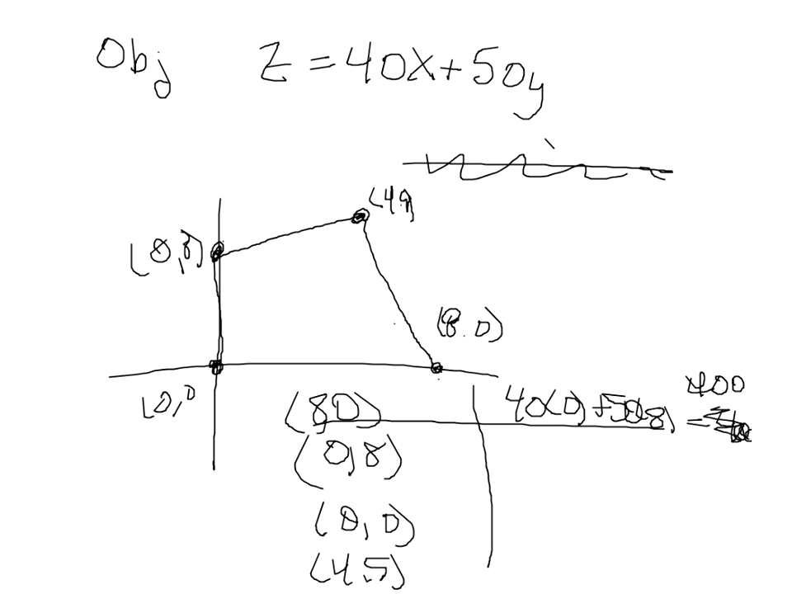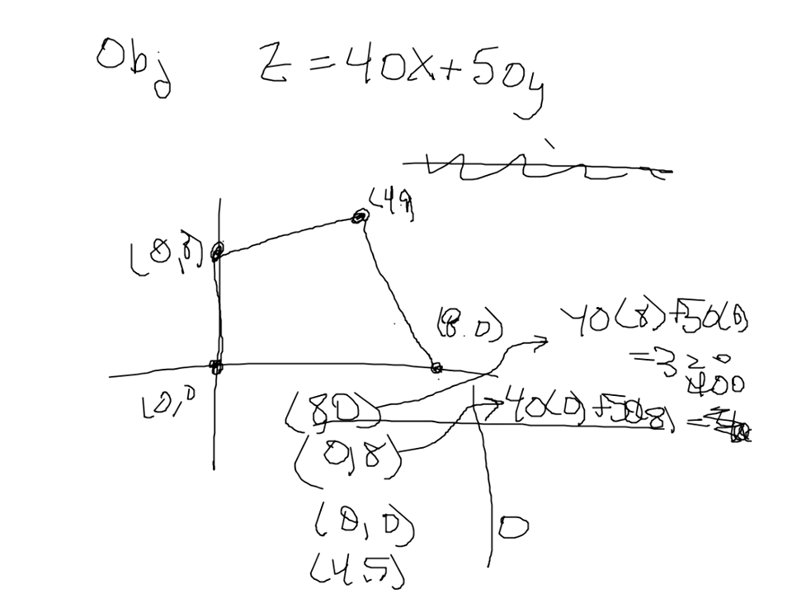We plug in. Oh, let's see. That's where that one goes. So 8, 0, that's going to be 40 times 8 plus 50 times 0, and that is going to equal 320. 0, 0 is 0, and then we need to do 4, 5. So 40 times 4 plus 50 times 5. So that is 160 plus 250, sorry. So that's going to be 410.